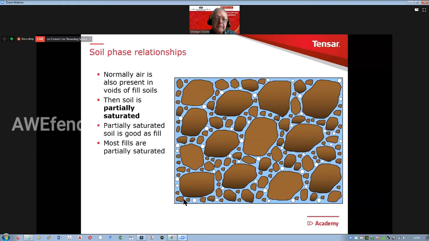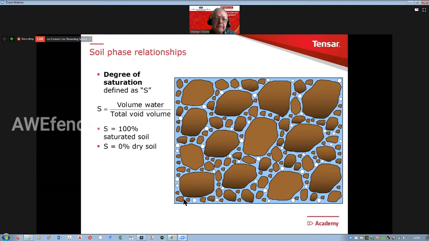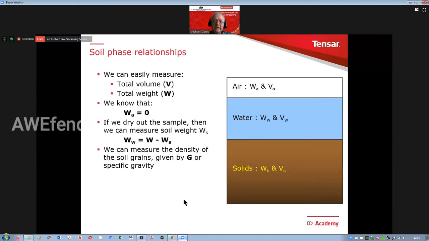The famous water content is simply the weight of water over the weight of the solids. I think we can all remember that. Then another one is the degree of saturation, which is simply a measure of the amount of air in a sample, and it's the volume of water divided by the volume of voids. This is very much undergraduate soil mechanics, but we have this nice little phase diagram where we divide our soil into air, water, and solids. By having a sample of some sort, we can measure the total volume and the total weight of the sample. We know that the weight of air is zero, so we can find the weight of the water by drying it out and finding the difference between the total weight and the weight of the solids.